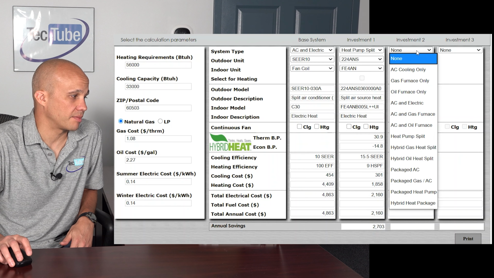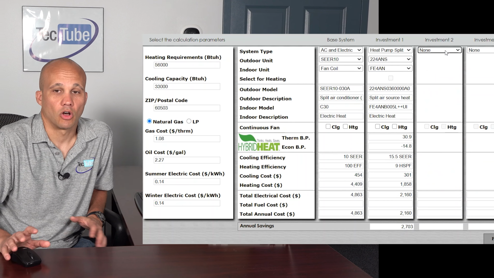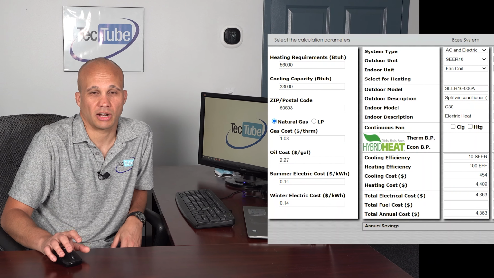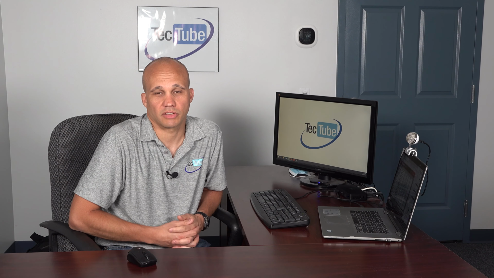And you can do any kinds of combinations like that that you want, picking between any of these things, and it'll compare one to the other. There's a lot of flexibility there. Hopefully that helps you out, gets you a kickstart on how to use this tool, and hopefully you're able to help customers compare and contrast different options.